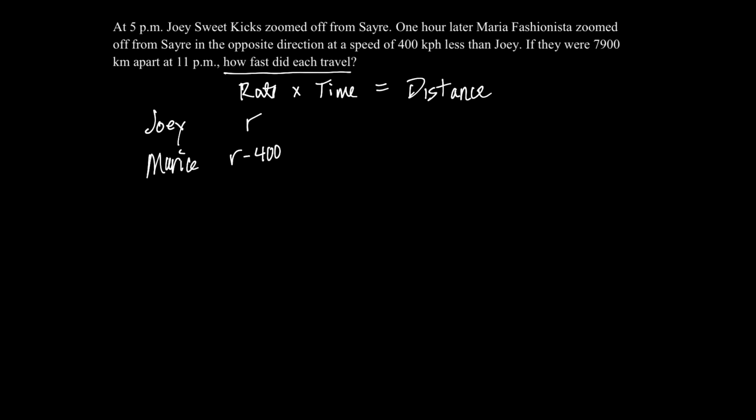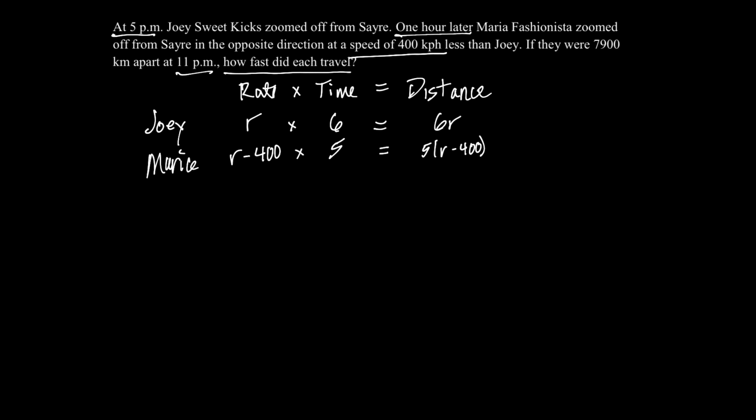Now the time, you've got to do a little careful reading here. Joey Sweetkicks leaves at 5 p.m. and 5 p.m. to 11 p.m. is 6 hours of zooming. And Maria Fashionista zoomed off in the opposite direction at a speed of 400 less. It was 1 hour later, so she went for 1 hour less. So rate times time equals distance. So Joey went 6R kilometers and Maria went 5 times the quantity R minus 400 kilometers.